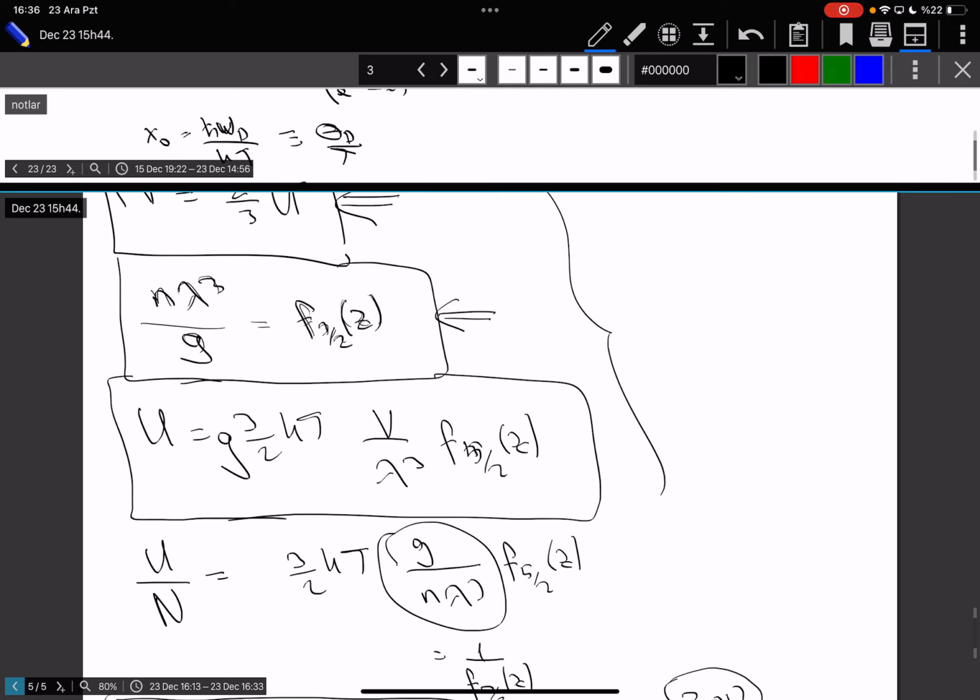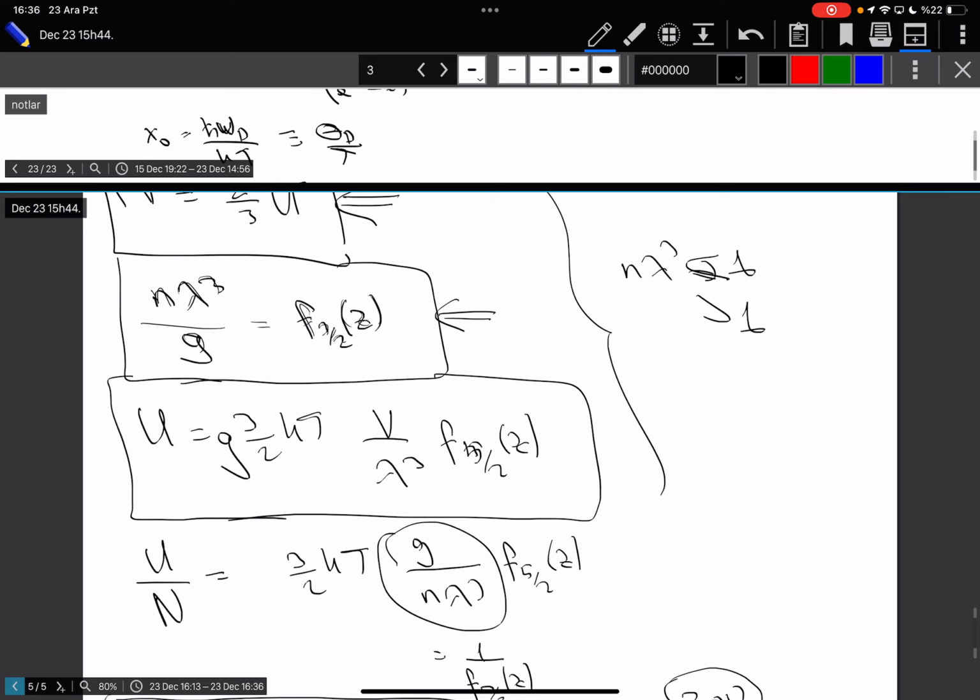The second energy scale that will be important for us is given by this condition, n lambda cubed. This defines whether this is much less than 1 or much larger than 1. This also defines another energy scale, another temperature scale. Now the question is, are these scales the same, or related somehow? We will see.